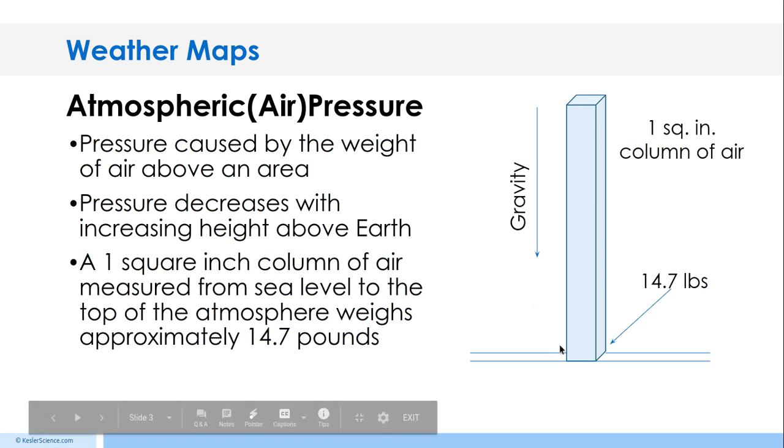Okay. And again, we talked about this. A 1 square inch column of air weighs 14.7 pounds. This is measured from sea level to the top of the atmosphere. So starting at 0 feet to the top of our atmosphere, that's going to weigh about 14.7 pounds of air.